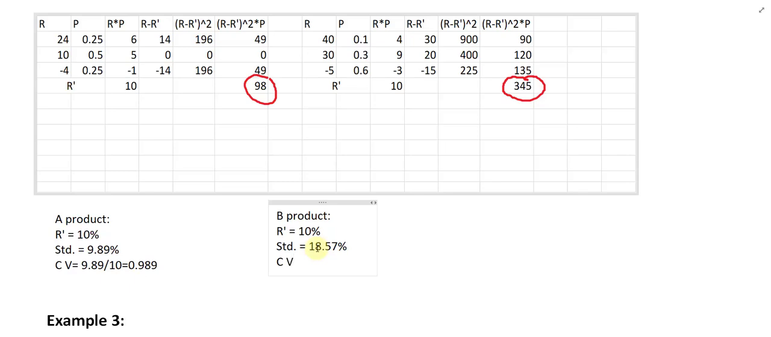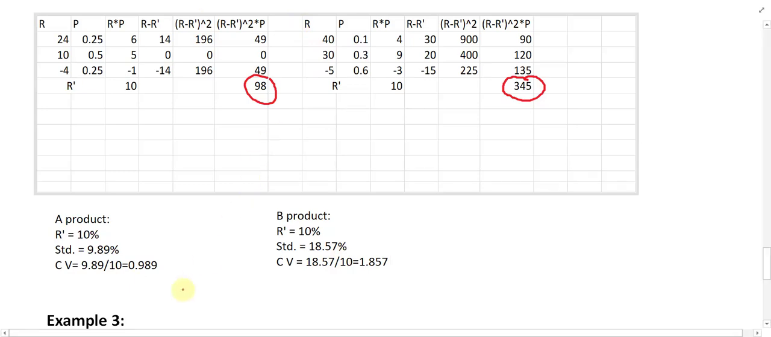Now you can calculate the coefficient of variation. Coefficient of variation is equal to the standard deviation divided by expected return: 18.57 divided by 10, right? You get this much. Now let us compare these two projects according to the profitability. Expected return for A project is 10% and expected return for B project is also 10%.